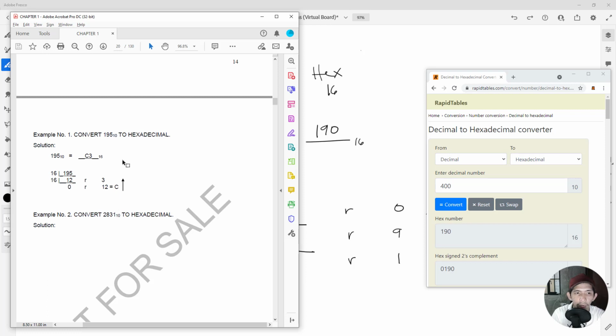Since ang kino-convert natin is sa hexadecimal, it is important to note that pagka meron kang remainder na 10 to 15, i-convert mo siya into a letter. And then susulat mo siya upward. Kaya ang naging answer niya is C3.